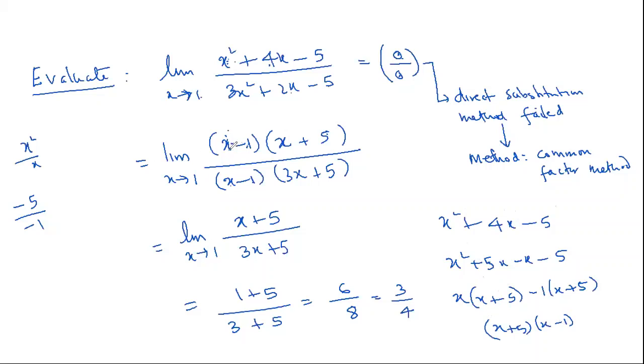How do you do it? This x square, you divide by x. What did you get? x. That is your first term. Then minus 5 divided by minus 1 will give plus 5. That's your second term. You have to take those. The middle one you don't have to take. Automatically, it will take care of itself.